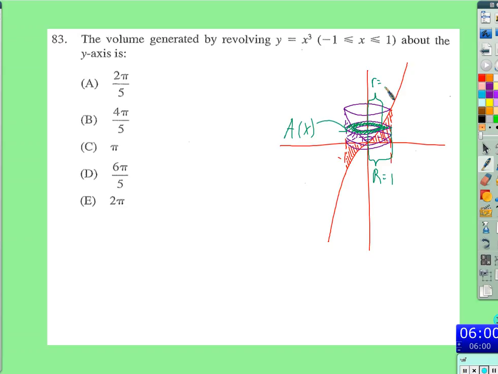Okay, how did you get there? I changed the formula in terms of y. So you just solved for x. Because this value is the horizontal value, the x value. How do we figure out what that x value is? Well, if we know what y value we are at, then we can figure out what the x value is. We solve for x, we get x equals the cube root of y.